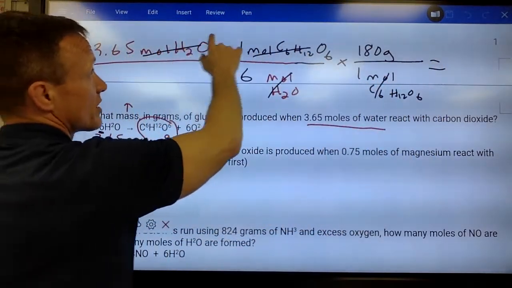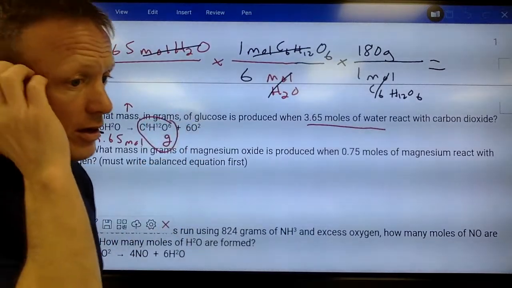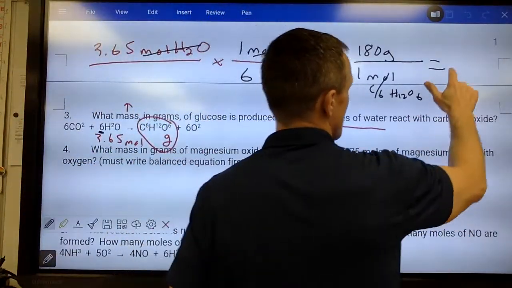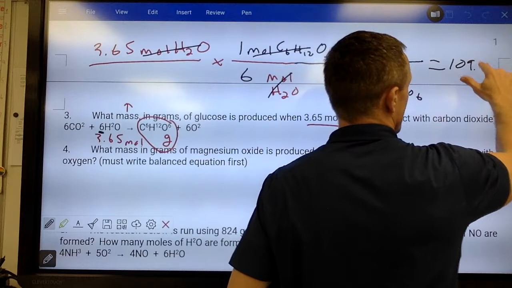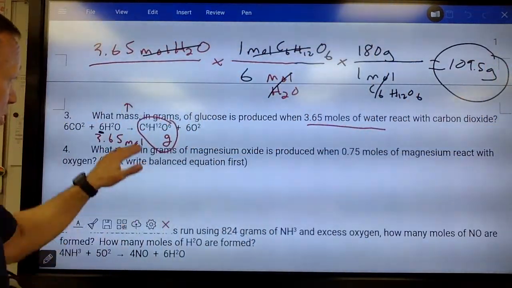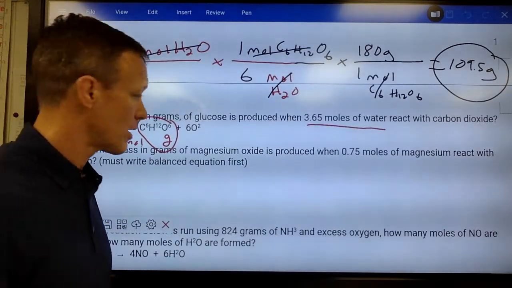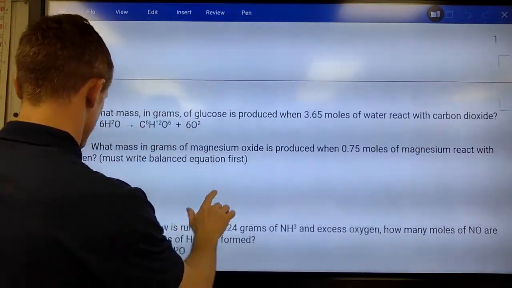Remember, multiply 3.65 times 180 divided by 6. Multiply the top, divided by the bottom. And I get about 109.5 grams of glucose would be made if we had 3.65 moles of water reacting. All right, I'll do one more question.